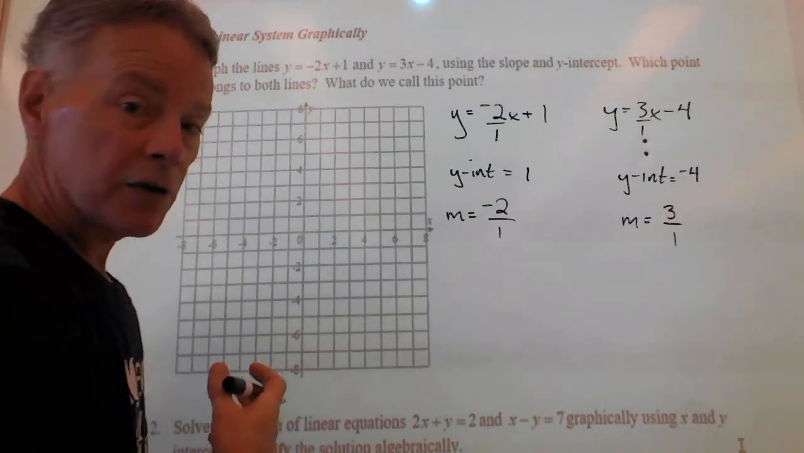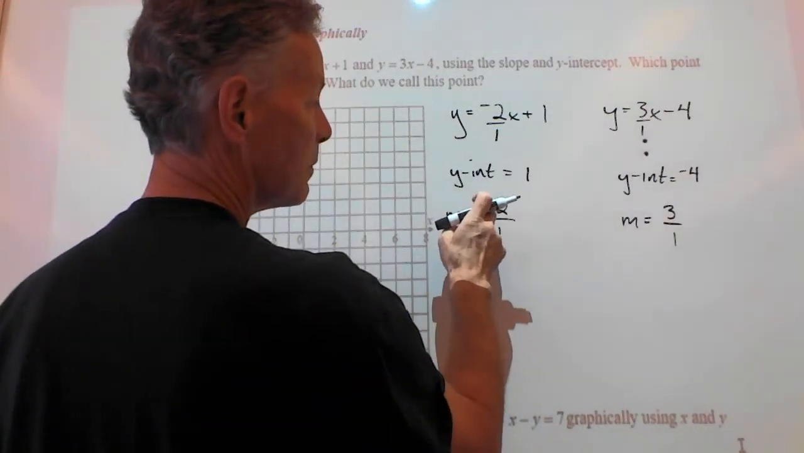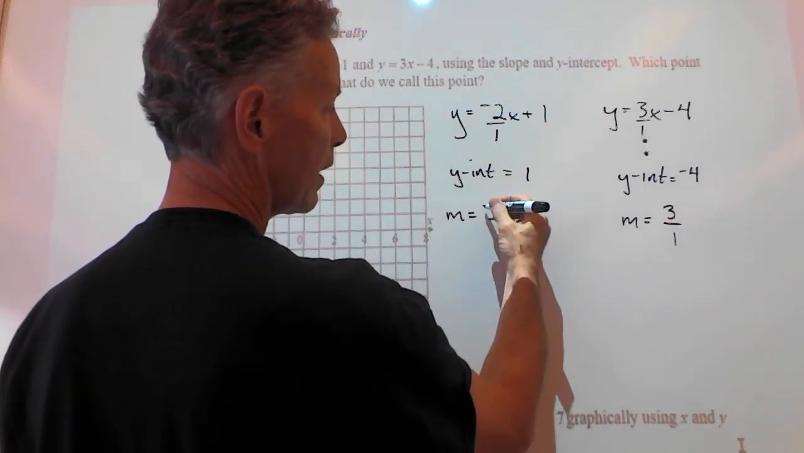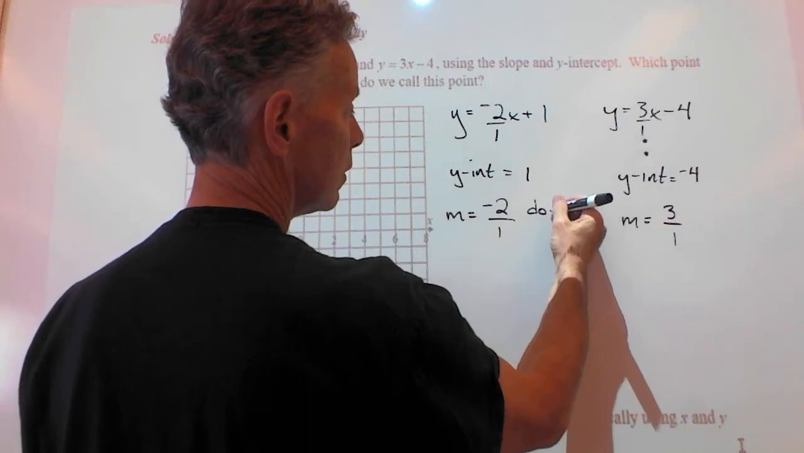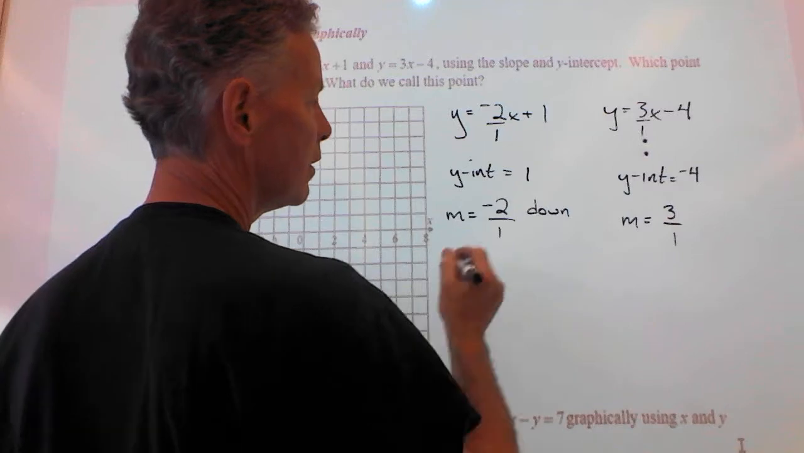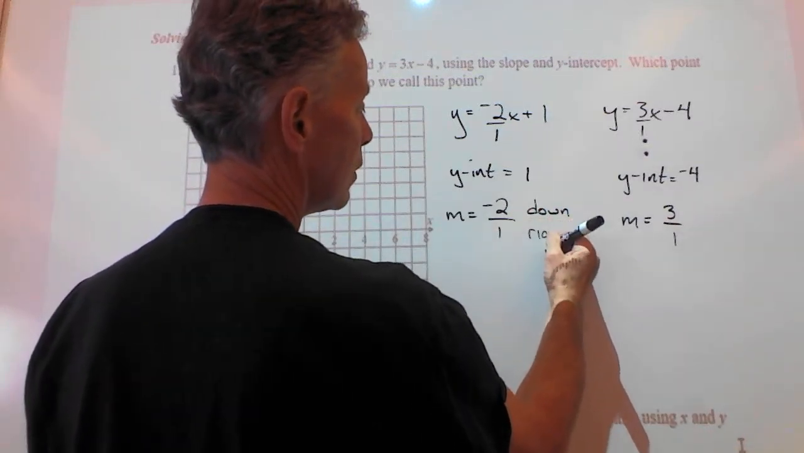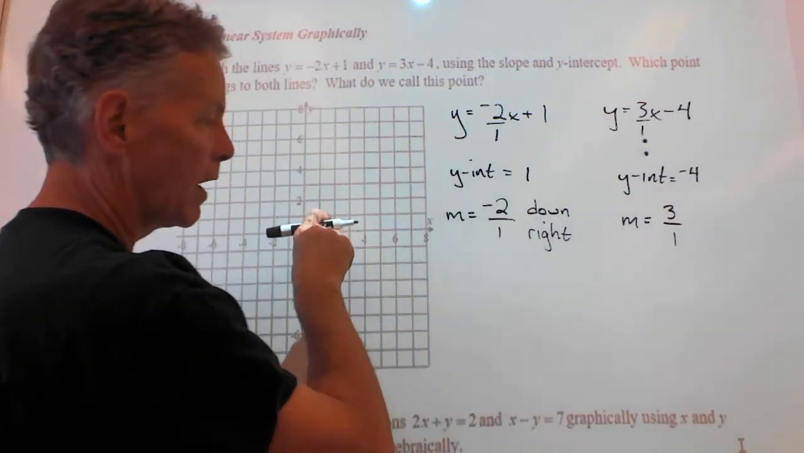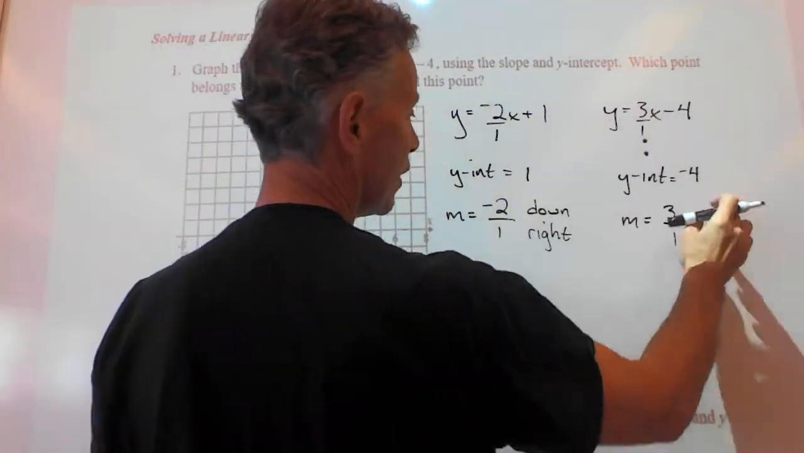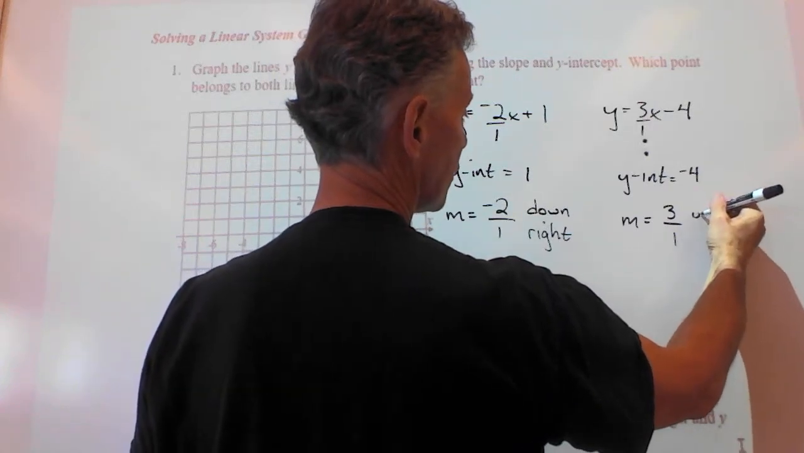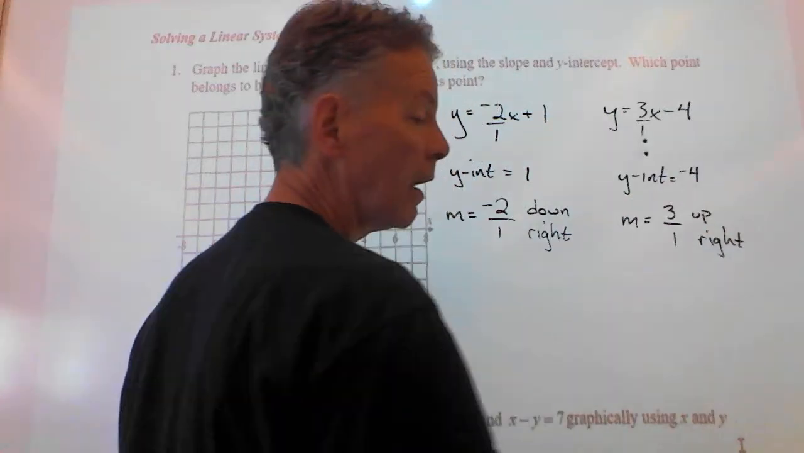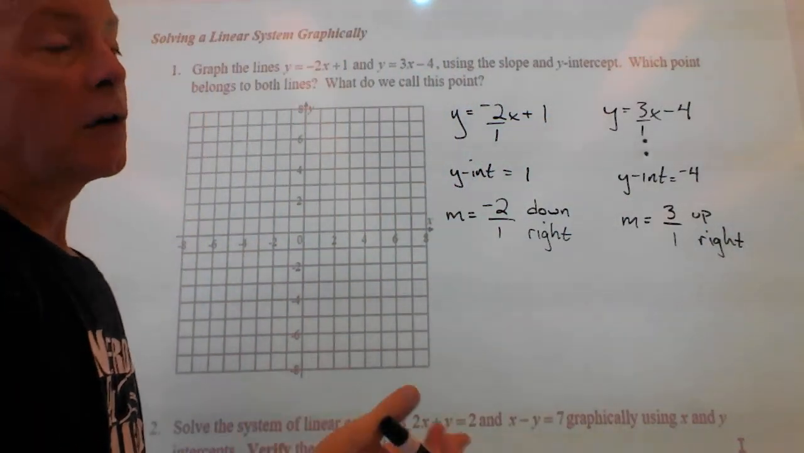Okay? And just to review, that means our slope, thinking of it as a set of directions, means you're going to have to go negative 2 or 2 down. Remembering slope is change in rise over change in run. And you're going to go right 1. Right being the positive direction on our x-axis. Over here, they're both positive, so that means you're going to go up 3 and right 1. Okay? So let's graph them.